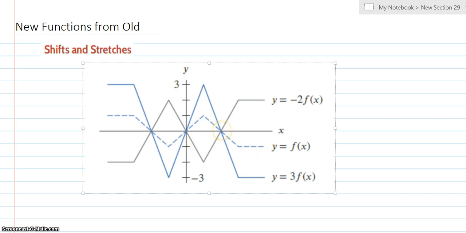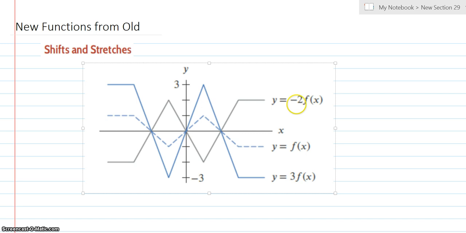0 times the value is still 0. Here, the dotted line is 1, and then the blue line is 1 times 3. Again, 0 times 0 is just 0. And the same thing here. -1 is a -3, and the same thing here. This is about a 1, and now it's a 3.